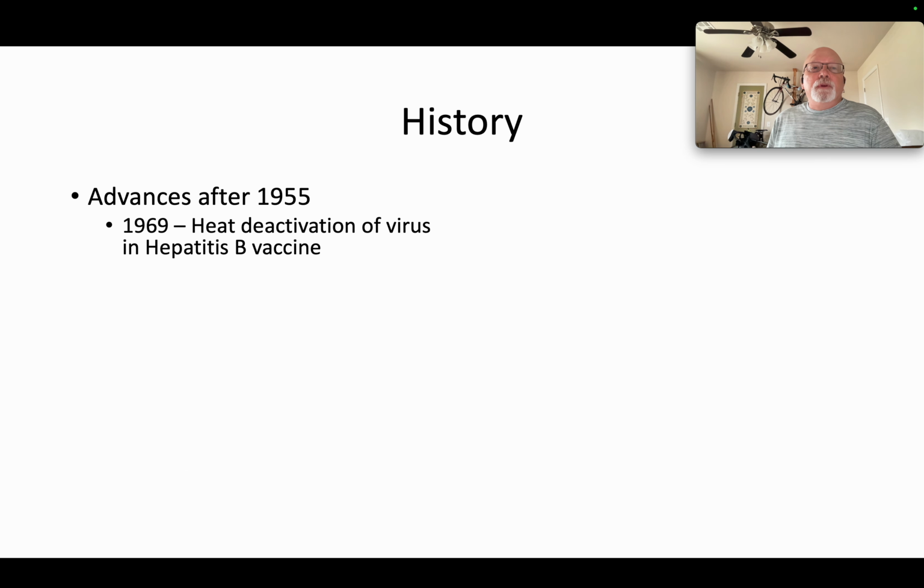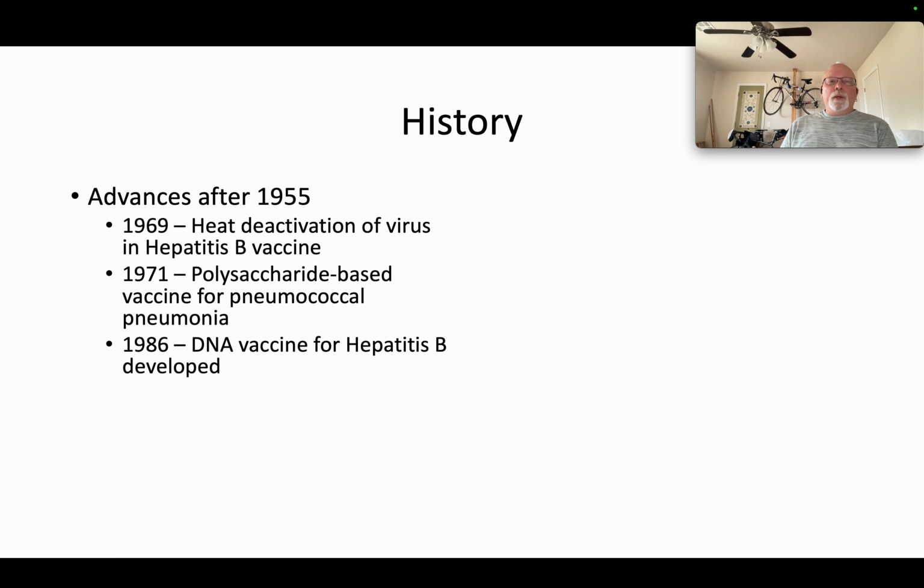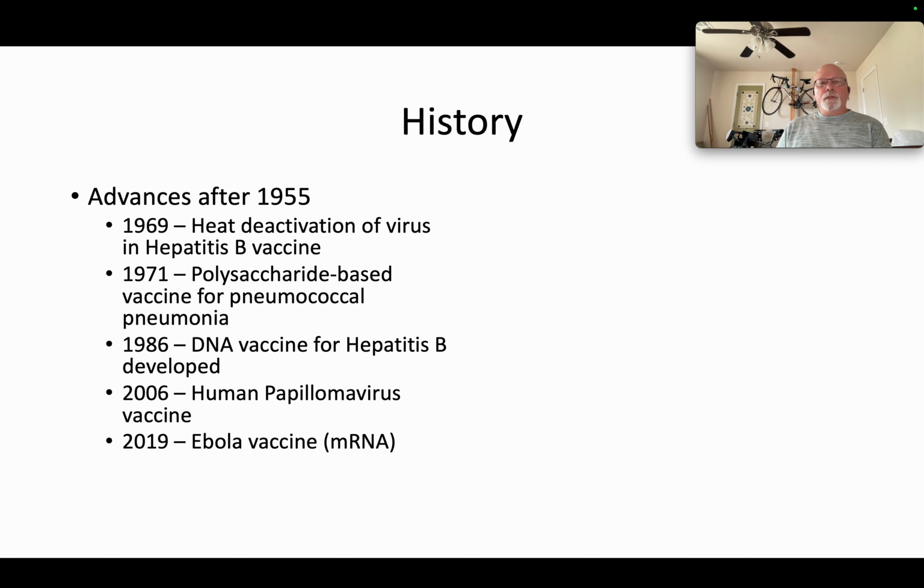After 1955, there were a number of vaccines that were developed. Heat deactivation of hepatitis B. We have pneumococcal pneumonia vaccines in the early 70s. We have hepatitis B in the 1980s. HPV vaccine in 2006. Ebola vaccine, which is the first messenger RNA vaccine.